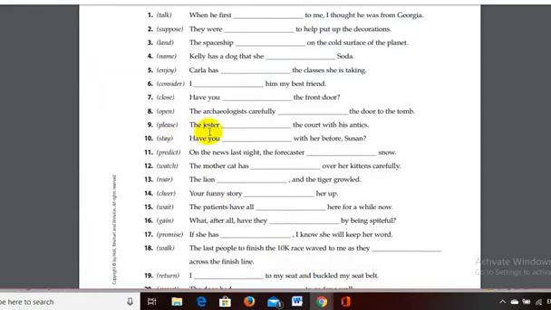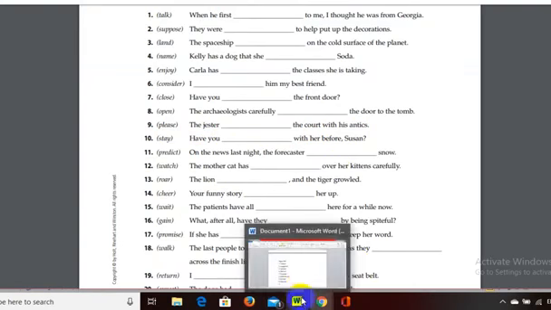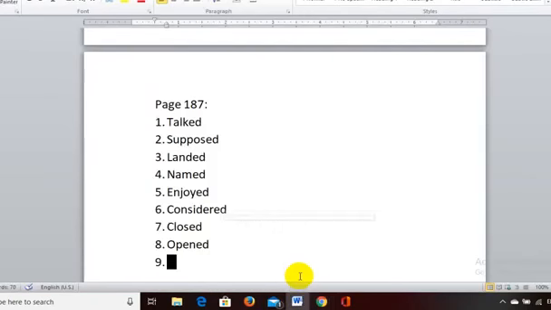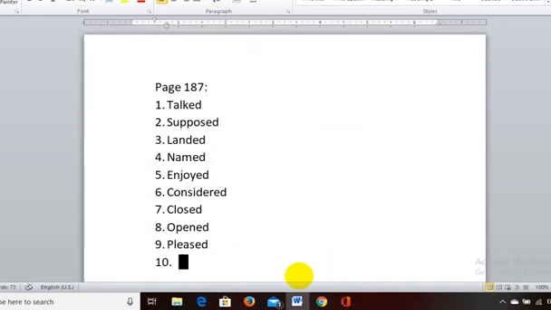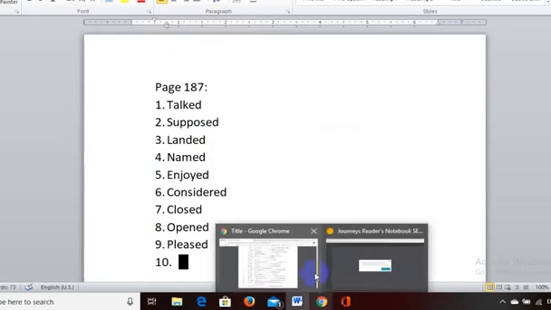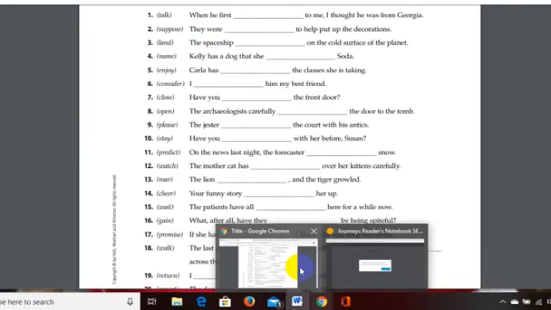Please. The jester the court with his antics. The jester pleased the court with his antics. And the jester is like a clown or a joker, somebody who tries to be funny in front of the king to cheer him up, by the way. Okay? So the jester pleased the court or whatever.